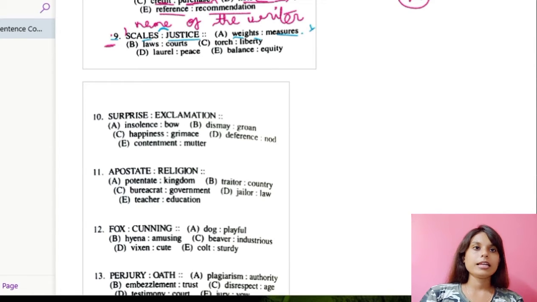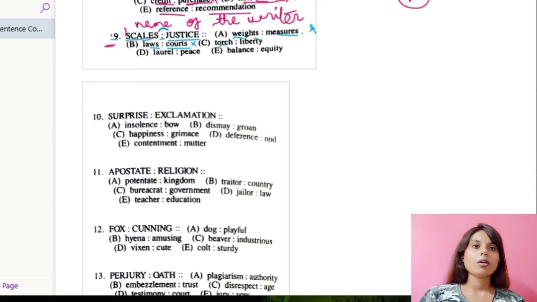Let us move over to option B, that is laws and courts. So obviously there are laws and courts. The courts run according to laws, but scales and justice, it's not going. Let us see if we can find other better options.